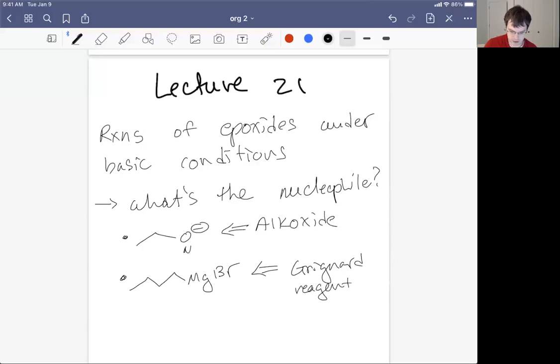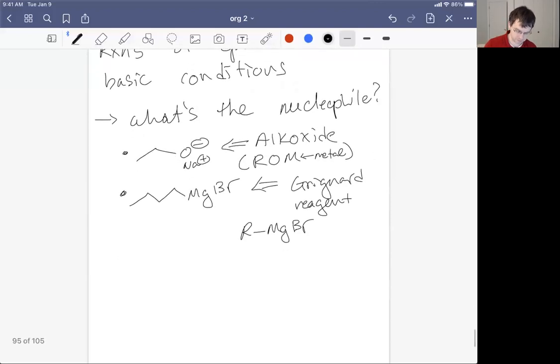Now, the alkoxide is typically countered by Na+, but what you're going to see is RO and then some metal. And these are things we looked at in the Williamson ether synthesis in the previous few lectures. But the Grignard reagent, this is R attached to MgBr. In this case, R is a butyl group, and in other cases, R could be just other things. So let's look at this. These are going to be our two nucleophiles.